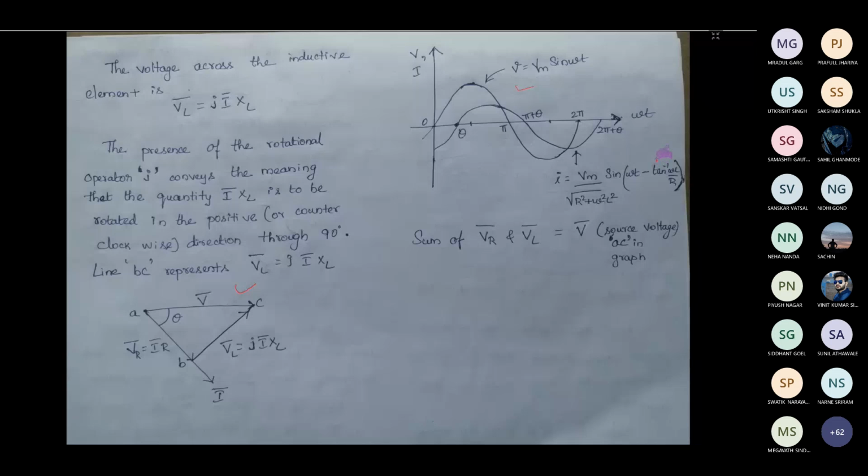So this is lagging the voltage by an angle theta. So this is the current waveform. Your current waveform is lagging the voltage because its zero crossing is happening after the voltage zero crossing, and the difference between these two is theta. So it is understood that the current is lagging the voltage by an angle theta degree.